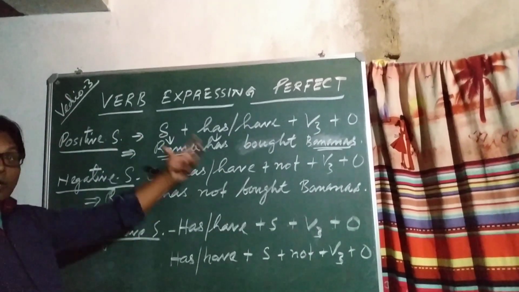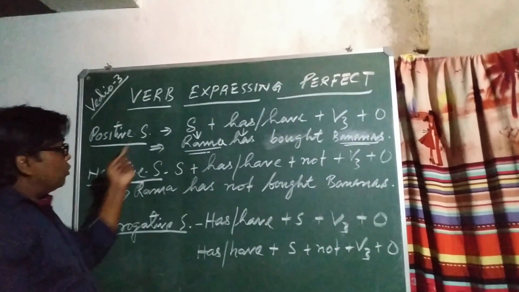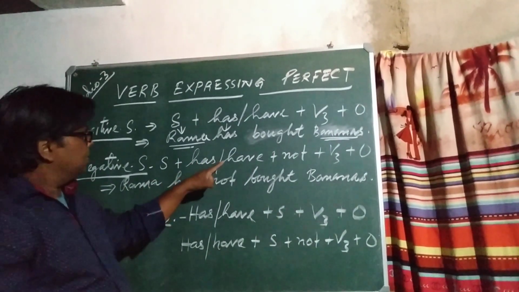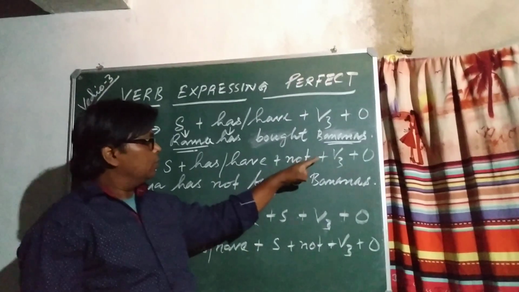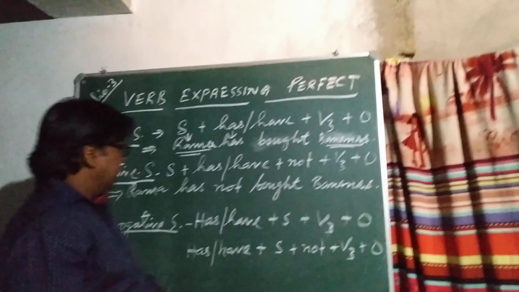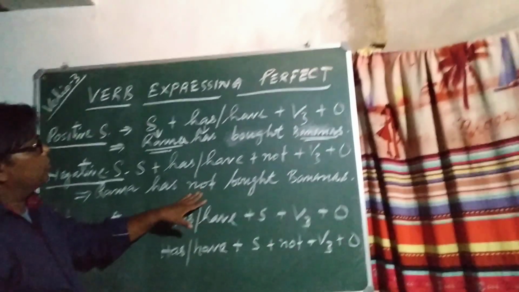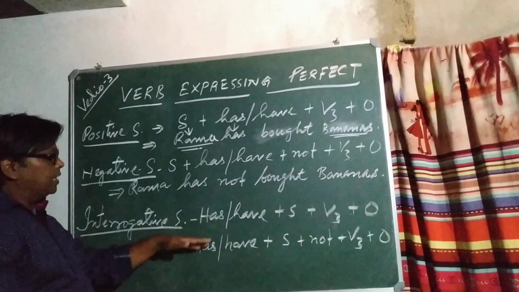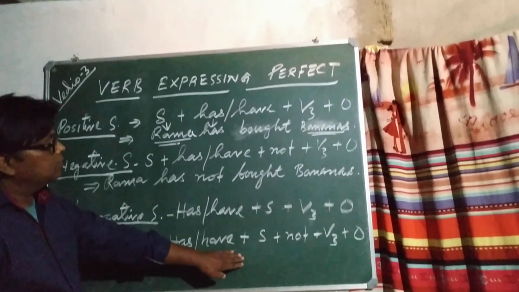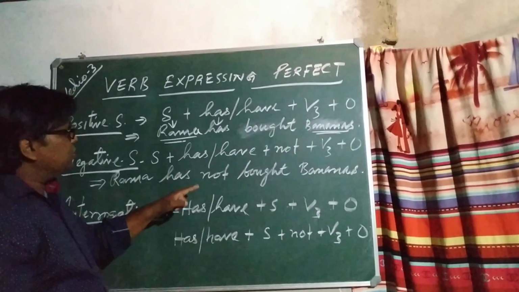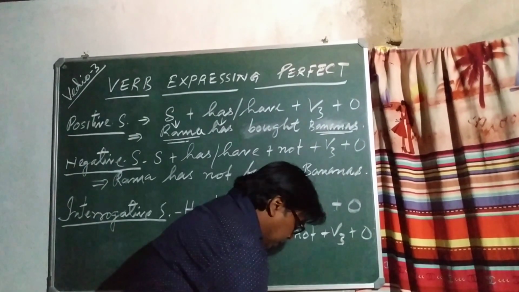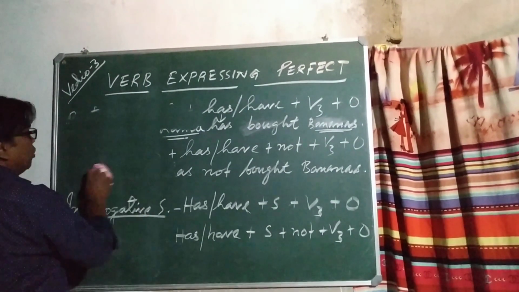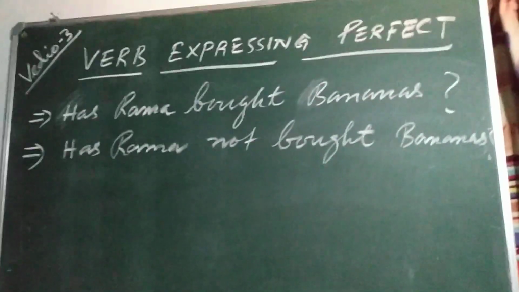Now for more clarification, we make that into a negative sentence: subject plus has or have plus not plus V3 plus object. You see, Rama has not bought bananas. So this is the negative sentence. And for the interrogative sentence, since I have given the rules, I am going to make the sentences. One thing you have to remember. I hope you got the positive sentence and negative sentence. Now I am going to make an interrogative sentence.